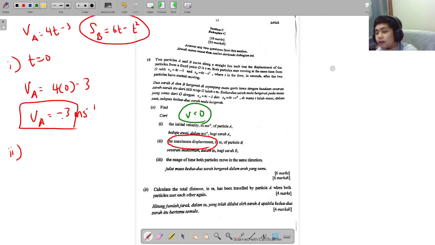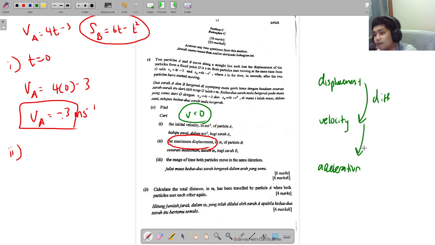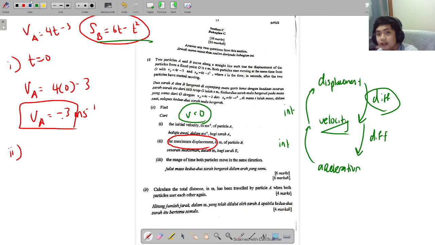For motion in a straight line, we usually relate displacement, velocity, and acceleration with integration and differentiation, where displacement to velocity is differentiate, velocity to acceleration is differentiate the equation, acceleration to velocity is integrate, and velocity to displacement is integrate again. So now we want to go from displacement to velocity, so we need to differentiate the equation here. So dsb over dt equals 6 minus 2t. I can write this as vb equals 6 minus 2t.